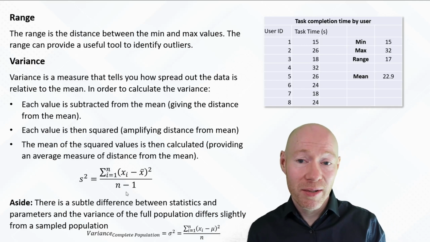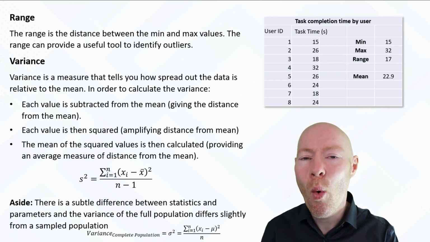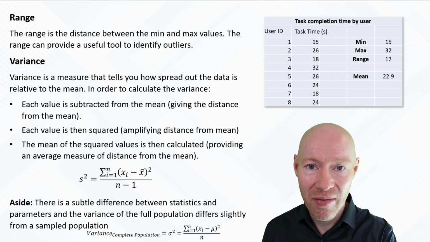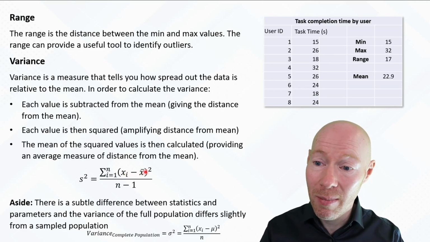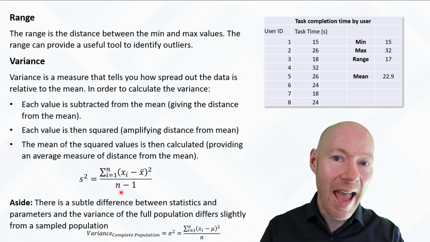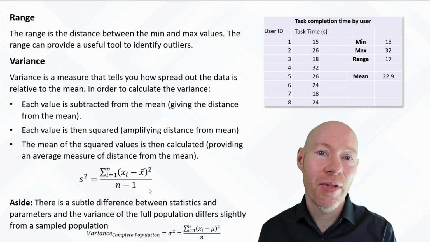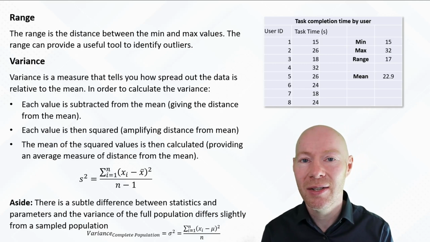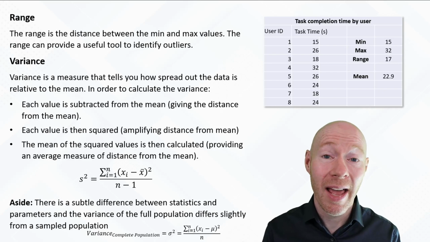And whilst variance is actually quite a straightforward measurement, there is this one little gotcha that we've encountered here. The rest of it all makes sense. Take the value, take away the mean, square it, add them all up. Why are we not dividing by n? Why are we dividing by n minus 1? The reason for this is a subtle point. It ties into the difference between statistics for a sample and statistics for a population.